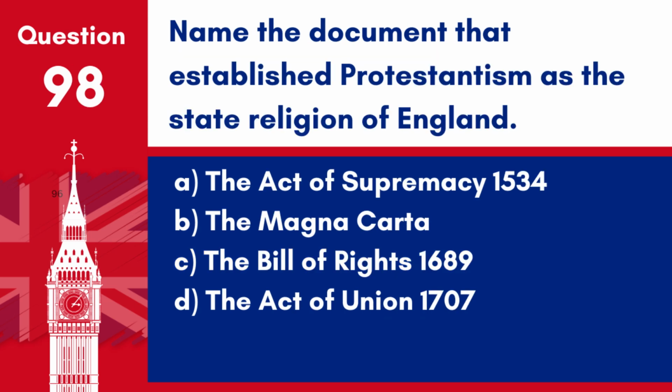Question 98. Name the document that established Protestantism as the state religion of England. A. The Act of Supremacy 1534. B. The Magna Carta. C. The Bill of Rights 1689. D. The Act of Union 1707. Answer A. The Act of Supremacy 1534. The Act of Supremacy in 1534 declared King Henry VIII the supreme head of the Church of England, which marked the formal establishment of Protestantism as the state religion of England.